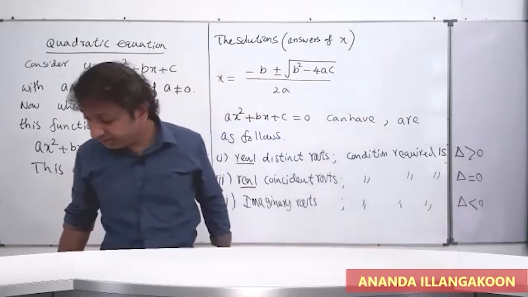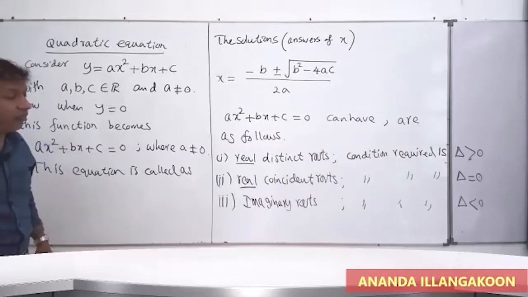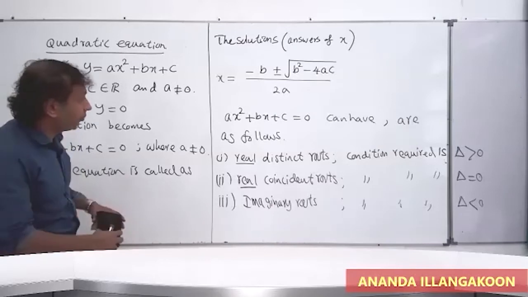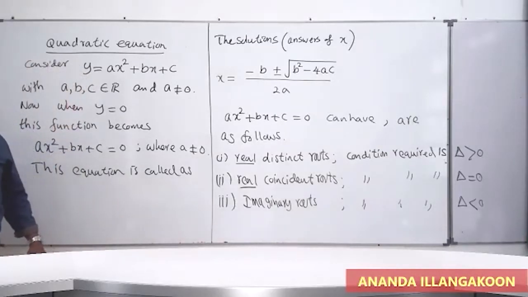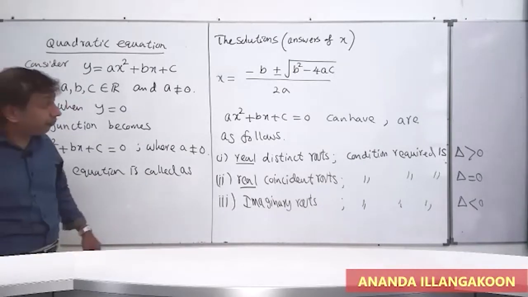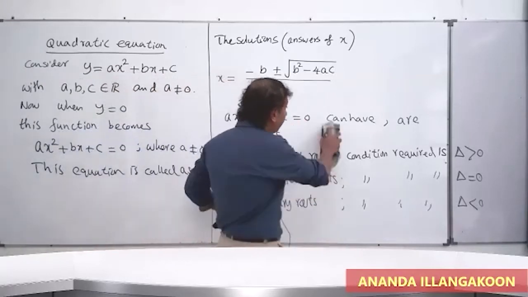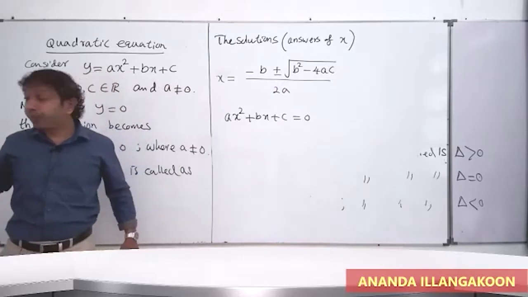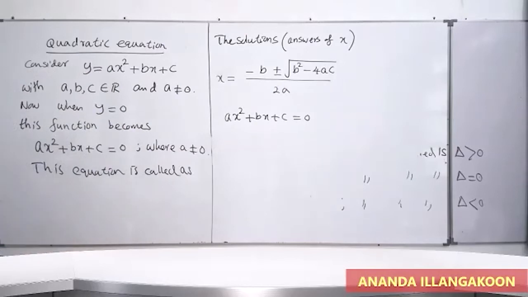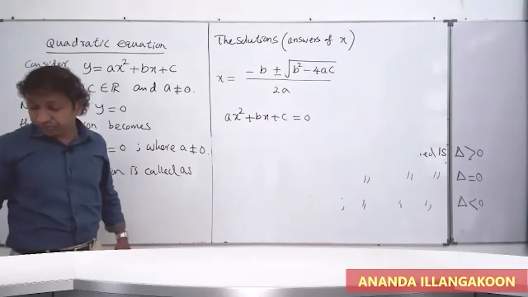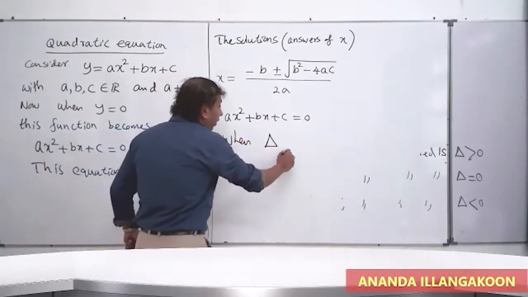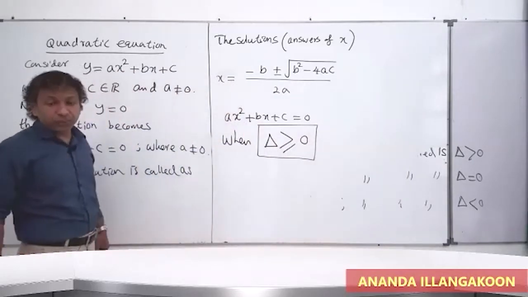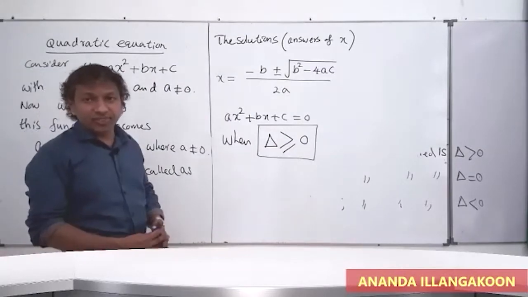That's the last sentence. Now, write down like this. Therefore, the quadratic equation ax squared plus bx plus c equals 0 has real roots when delta is greater than or equal to 0.